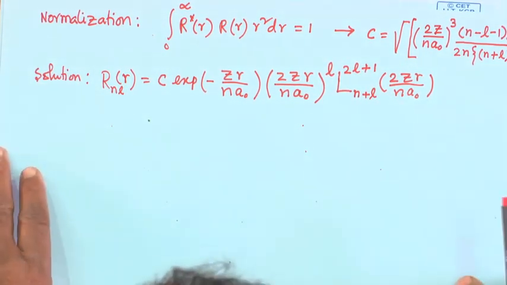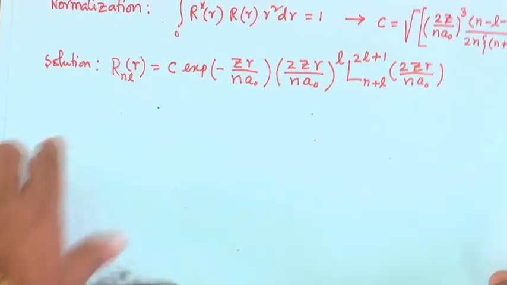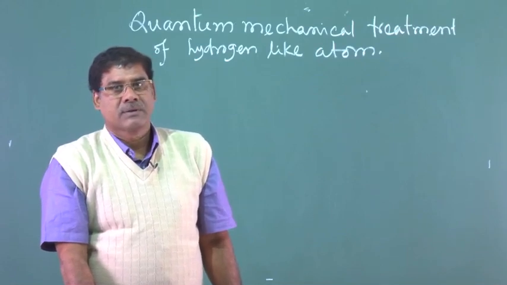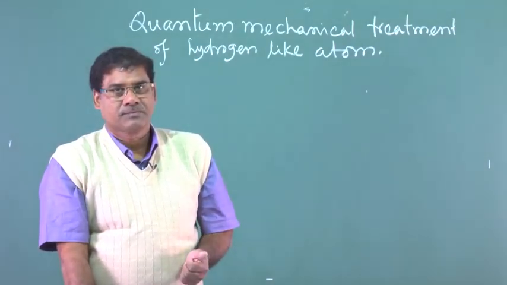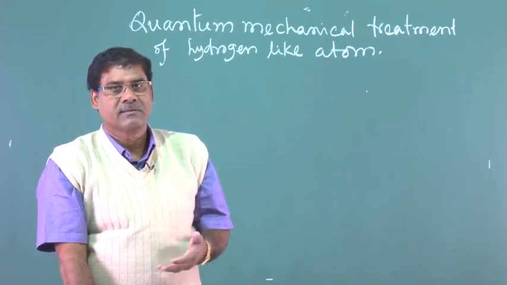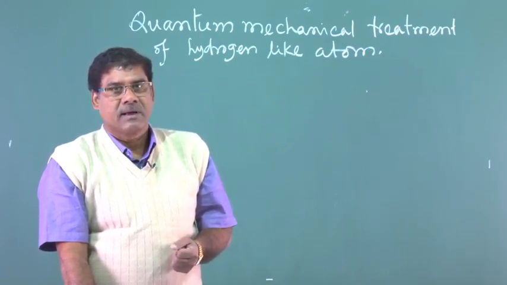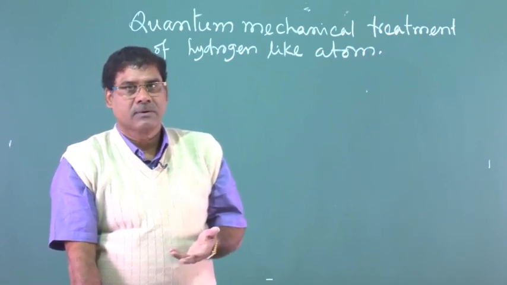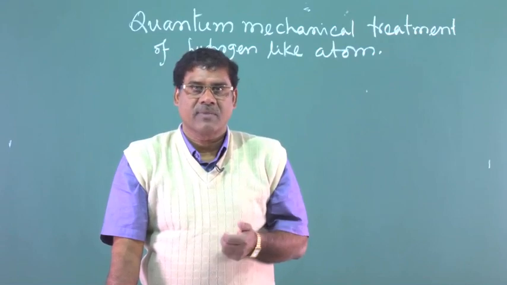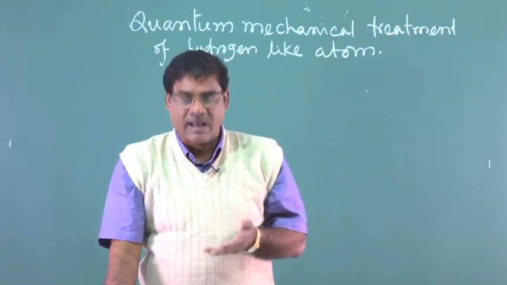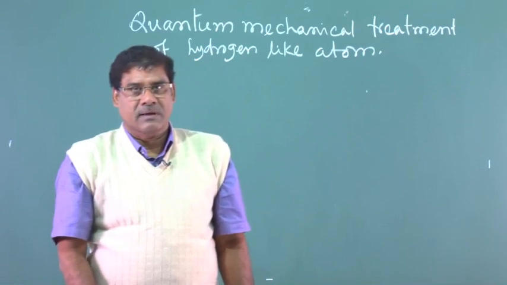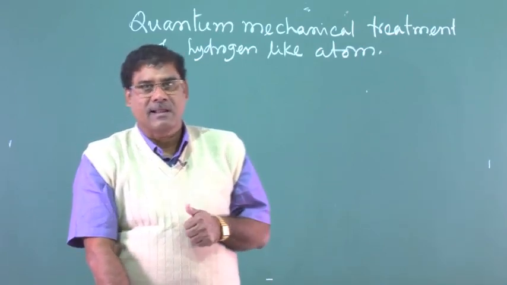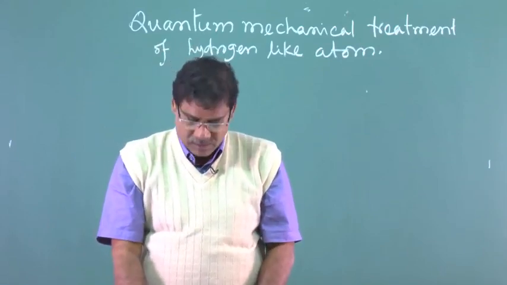Here we are just writing in terms of polynomials, because these are the standard polynomials we learned from mathematical physics. The characteristics of these polynomials, and the exact polynomials for different values of n and l, one can find from the table.